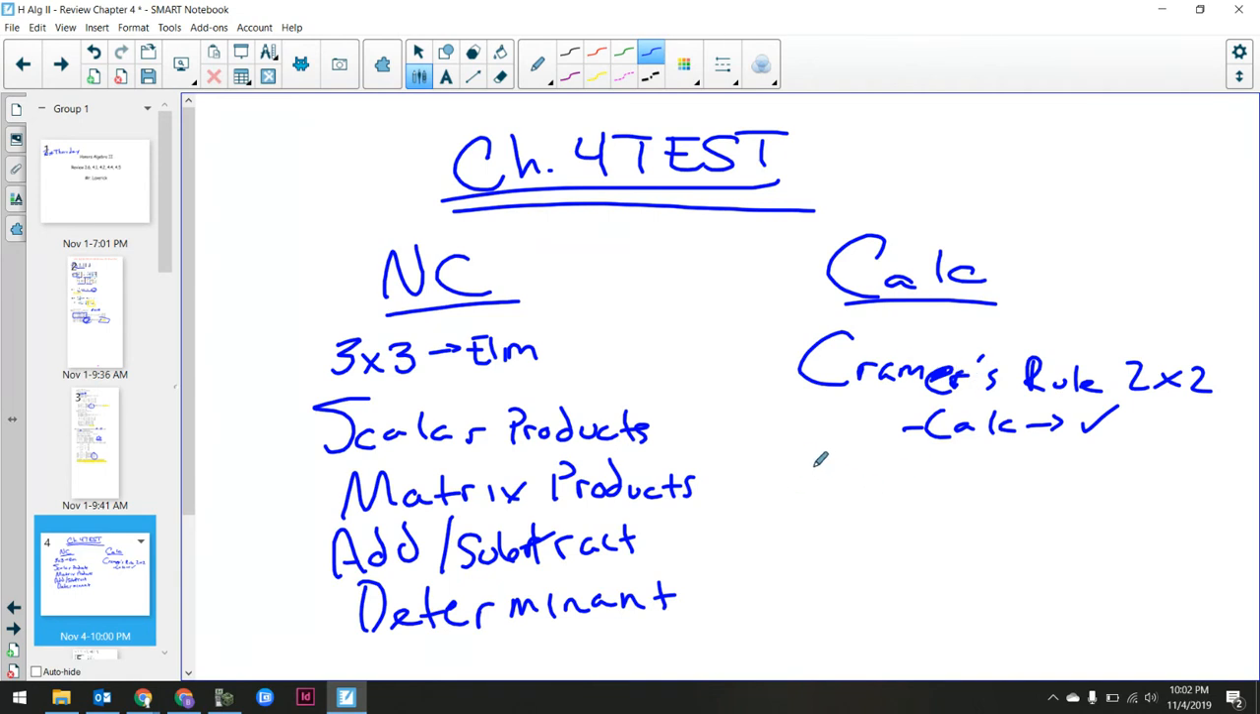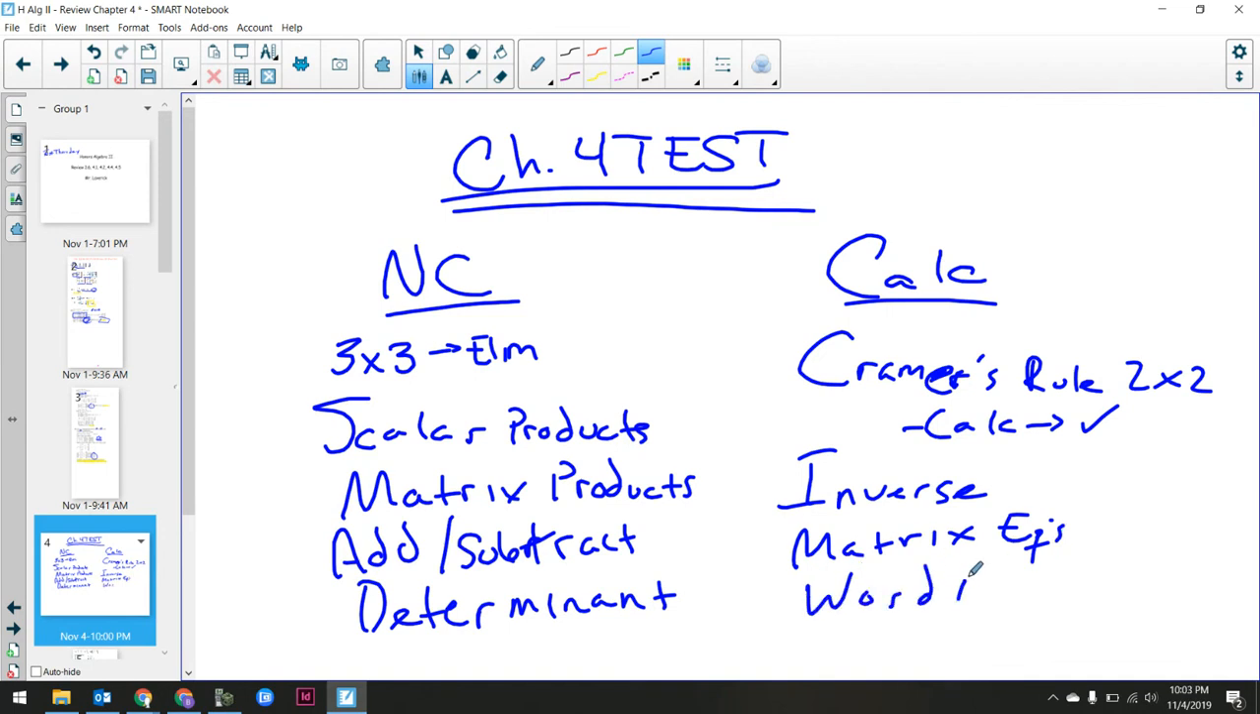Okay. What else? You're going to have to find an inverse. So basically just plugging a matrix into your calculator and putting an inverse. You're going to need to do matrix equations like I outlined above. And you're going to need to do some word problems, just like I said, using matrix equations. Okay, so that's your test in a nutshell. That's what it's going to cover. In my mind, this is not a very difficult test. It's just making sure you know how to do the things in your calculator, like what are the keystrokes that you have to hit to make it come out the way you want it to.